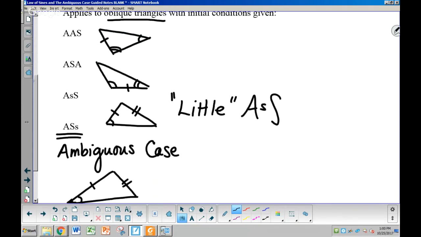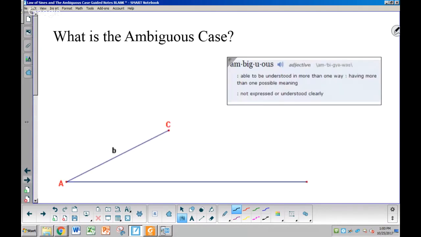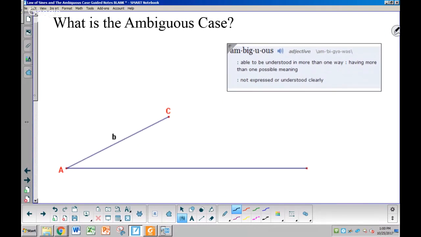Law of sines. We say angle, side, angle, little ass problem, and a big ass problem, okay? All right, so why do we call it ambiguous? Well, I looked up what ambiguous was on the World Wide Web. And able to be understood in more than one way, having more than one possible meaning. So, the big ass problem is ambiguous because we can have 0 triangles, 1 triangle, or 2 possibilities.